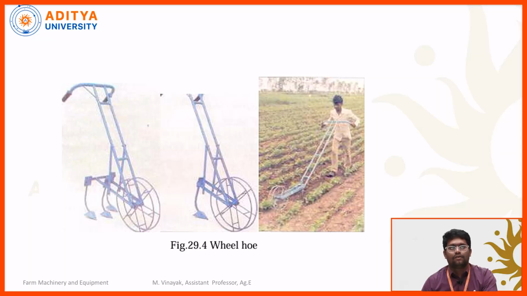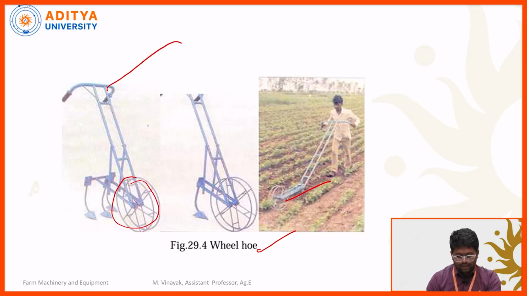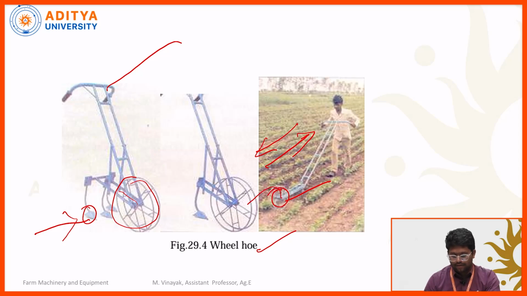Okay, this one is a wheel hoe. This one is also a traditional tool. This one is a handle. This one is a wheel. The rear side of the wheel is provided with the soil engaging tool for removing the weeds. Okay, so by pushing and pulling operations, the wheel will be rotated in a clockwise direction. During this process, by using the soil engaging blades, we can remove the weeds in between the two rows.